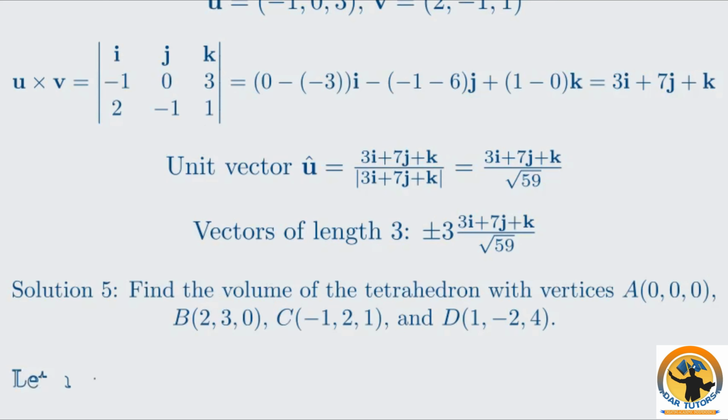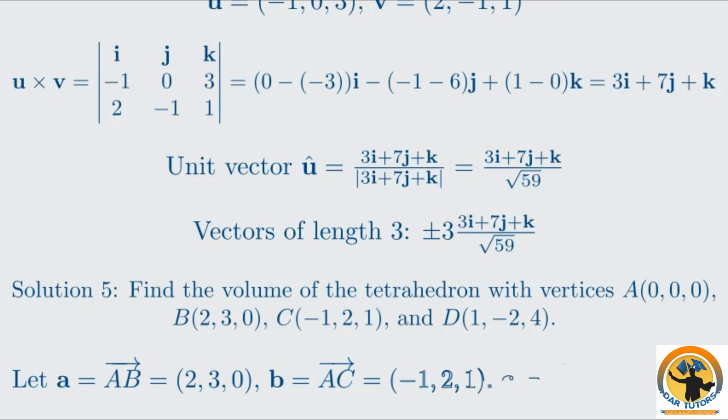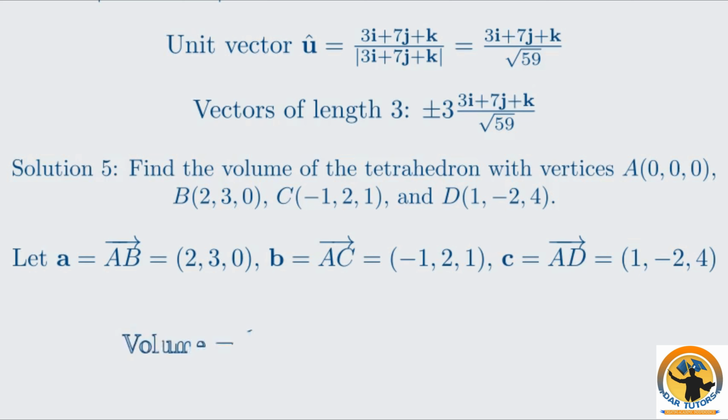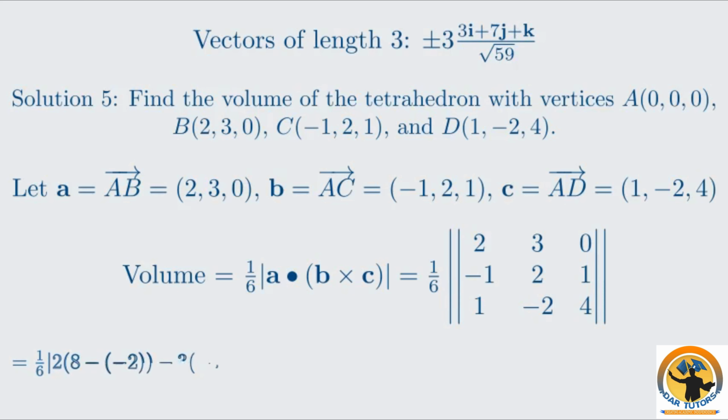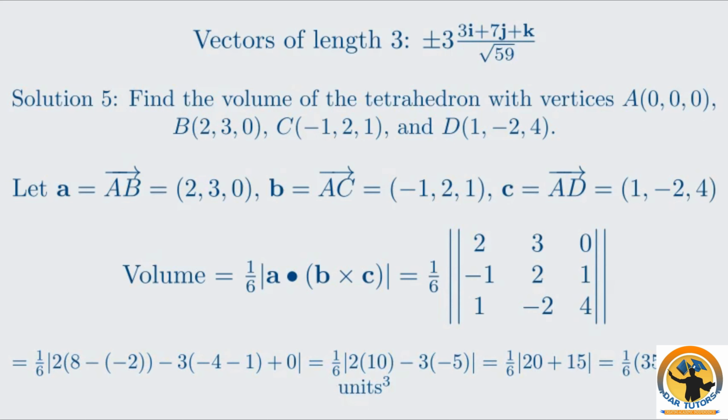For question 5, we find the 3 vectors from the origin to the other vertices. We then calculate the scalar triple product, which is 15. The volume of the tetrahedron is 1/6 of this, which is 2.5 cubic units.